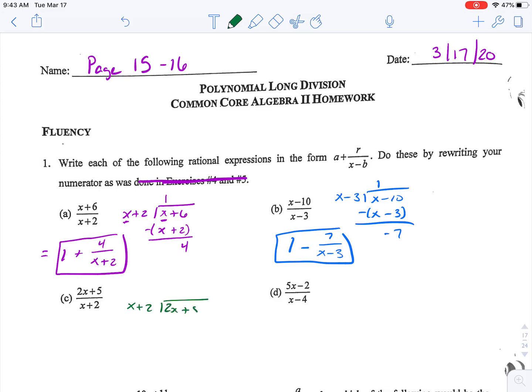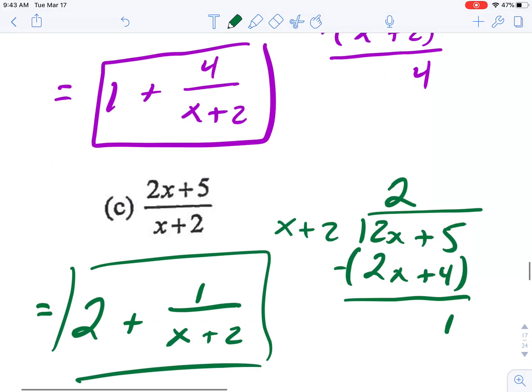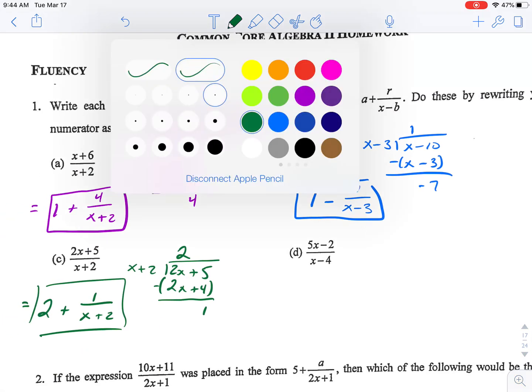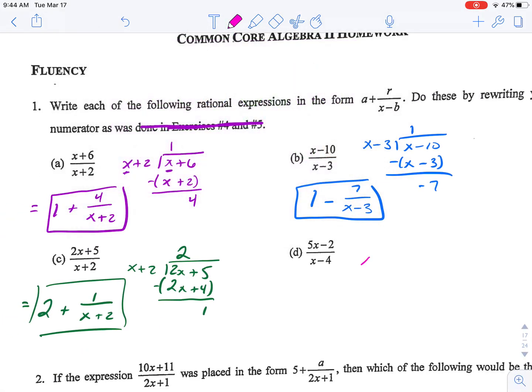Okay, for the next one, x plus 2 into 2x plus 5. So here we're going to have to multiply x by 2 to get to 2x. Distributing, we'll get a 2x plus 4. Subtracting, a remainder of 1. So here we have a quotient of 2 plus 1 over x plus 2. Okay. And if you were to actually get a common denominator and add these back together, you're going to get back what you started with, 2x plus 5 all over the common denominator.